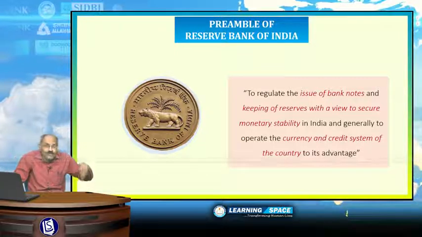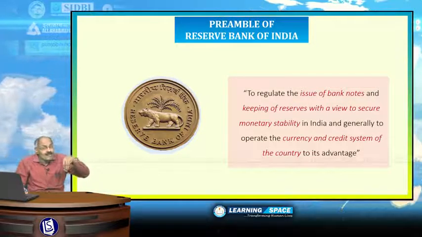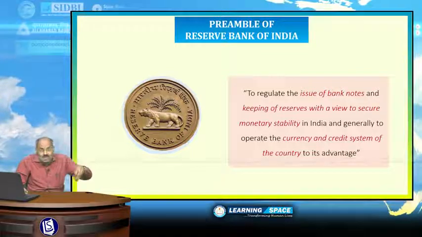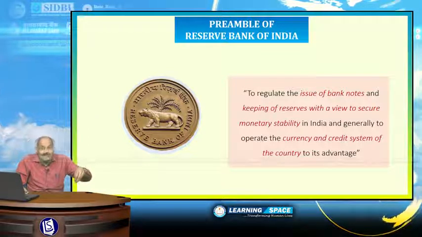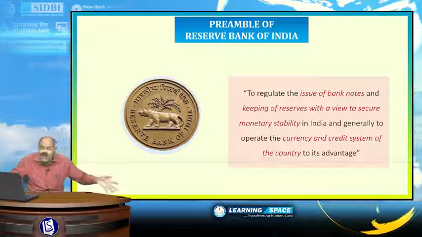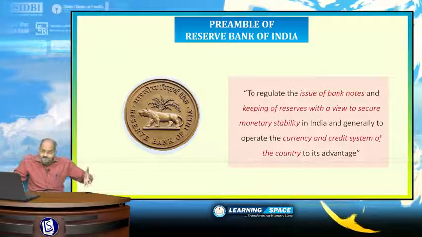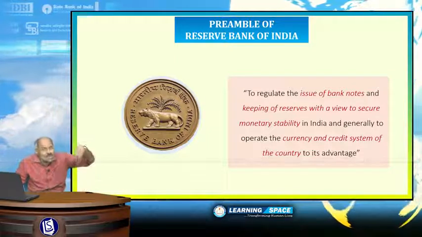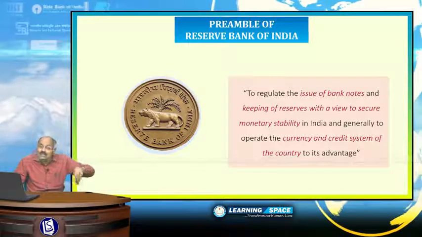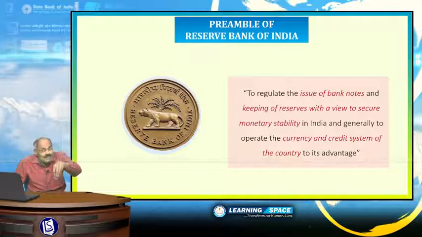First and foremost is the issue of banknotes. The second important point is the reserves with a view to secure monetary stability, to ensure monetary stability in the country. That means banks should not fail, and the rupee should not lose its value. This is all monetary stability. So, to ensure monetary stability, reserves are to be kept. That is the prerogative of the Reserve Bank of India.